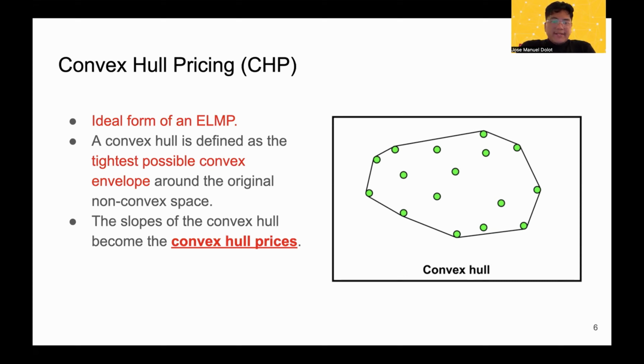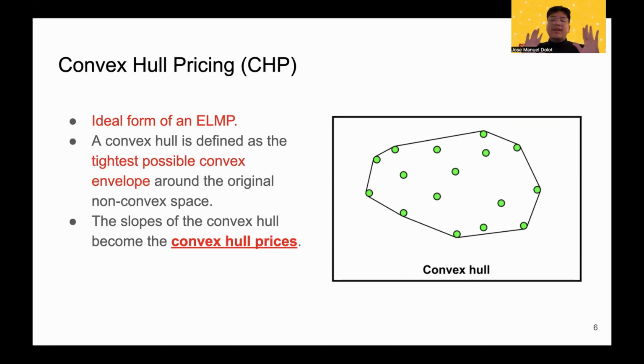What is convex hull pricing? Convex hull pricing is the ideal form of ELMPs. As the name suggests, it convexifies a non-convex problem in order to produce prices that reflect all non-convexities like fixed costs, startup and shutdown costs, minimum up and down times, and so on and so forth. So how do we convexify?